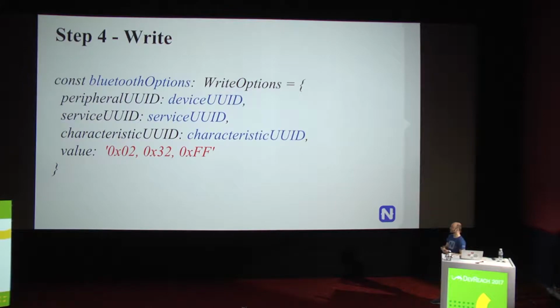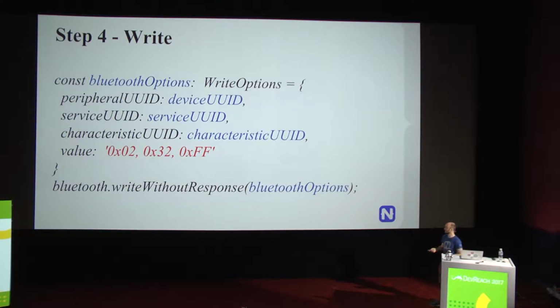And then to write is very similar. Again, we can construct these write options: the UUID of the device, service UUID, and characteristic, but then you also pass a value. This value could be a string, or it could be an array, an int8 array, whichever you prefer to use. Then you take these parameters, call write without response, pass in the options, and that should be going.